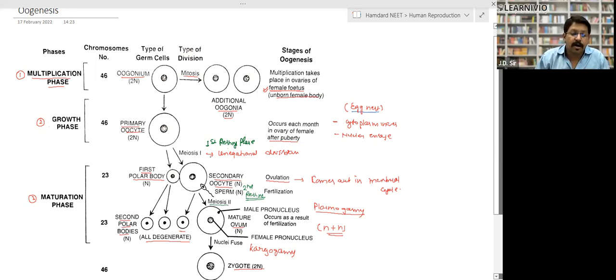After the growth, meiosis first takes place. Meiosis first is an unequal division, because from one oocyte, two cells are formed, but they are not equal in size. One is larger and the other is smaller. The larger one is called the secondary oocyte, and the smaller one is called the first polar body. Now this process gets paused. Please mind it, this process gets paused.